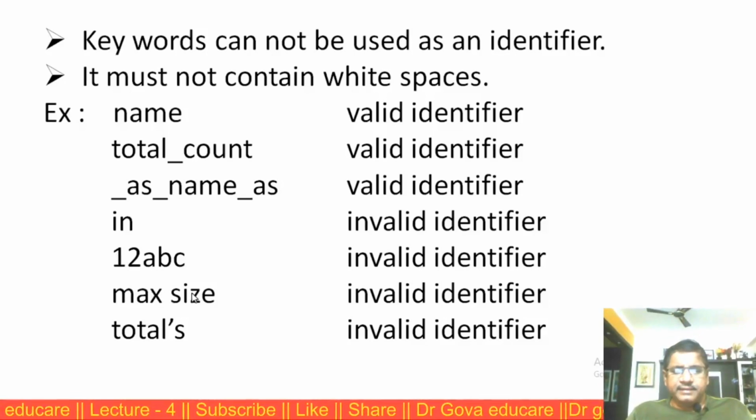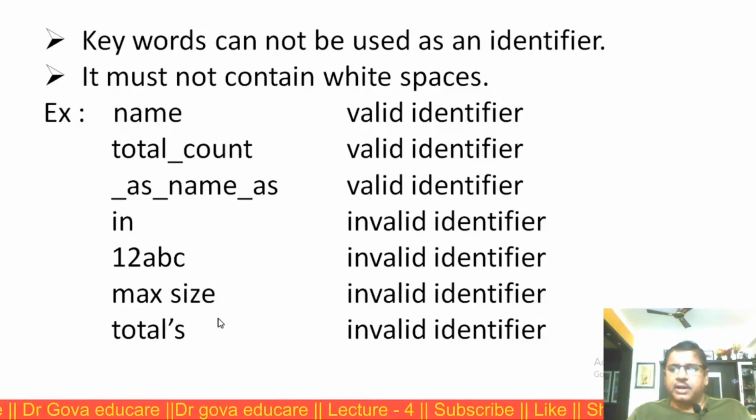max size, with a space, is an invalid identifier. Spaces are not allowed. Totals, with a special symbol, is an invalid identifier. Special symbols are not allowed.